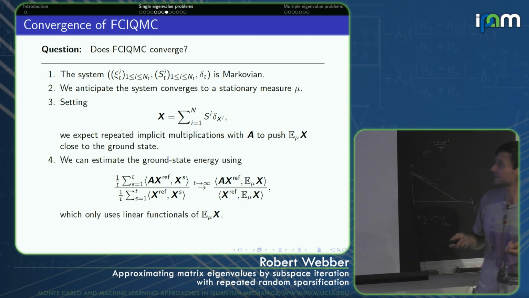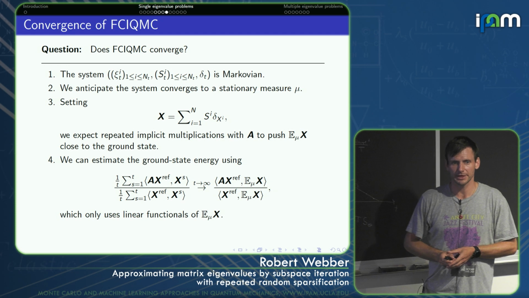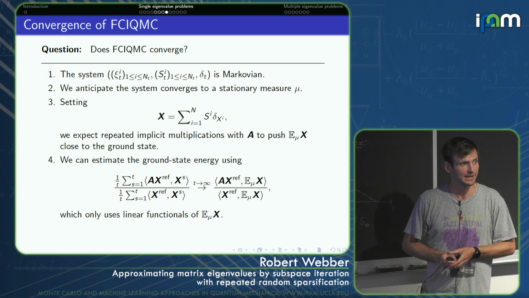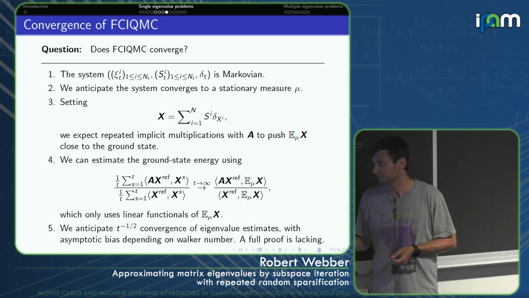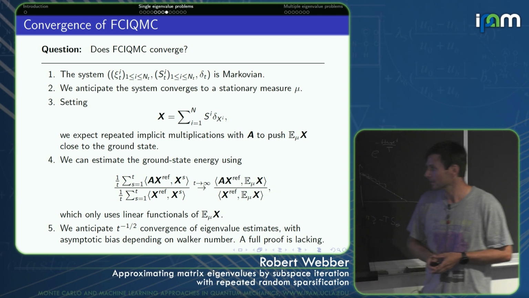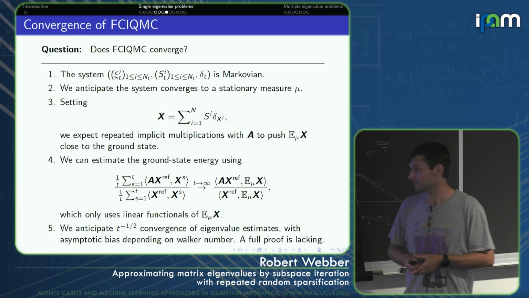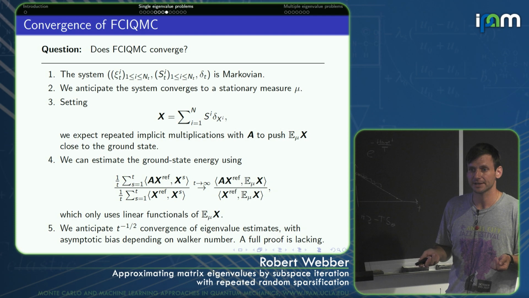So if the assumptions, particularly in 2 and 3, are correct, then you would anticipate 4 works just fine. And more precisely, you would anticipate a t to the negative one half convergence rate from a central limit theorem scaling with an asymptotic bias that depends on the Walker number. But a full proof is lacking.